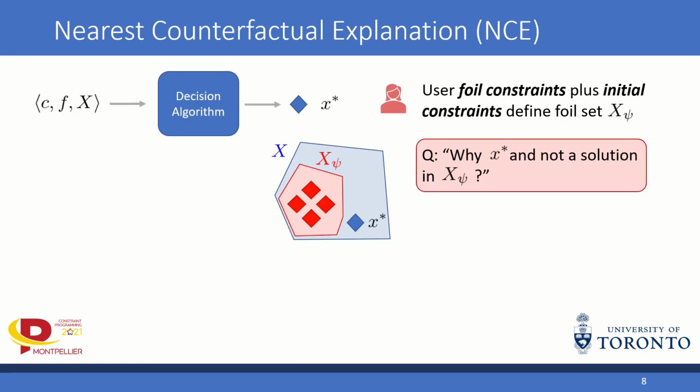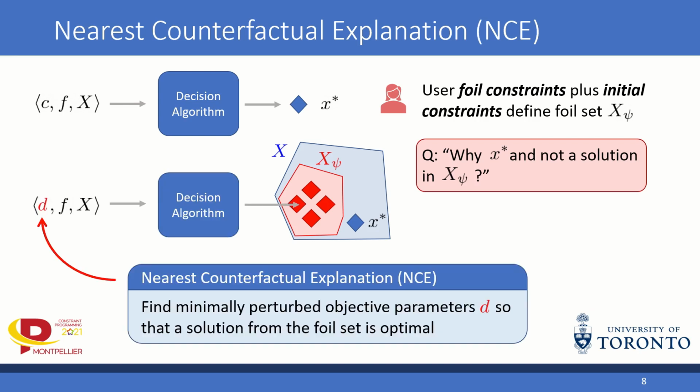So if we're given a forward problem CFX and some decision algorithm leading to an optimal decision X star, and if we can express the hypothetical alternative solutions from the user with a set of constraints, then we'll call these constraints the FOIL constraints, and together with the initial constraints in the problem, these will define our FOIL set Xi. And so the question again is, why X star and not a solution in Xi?